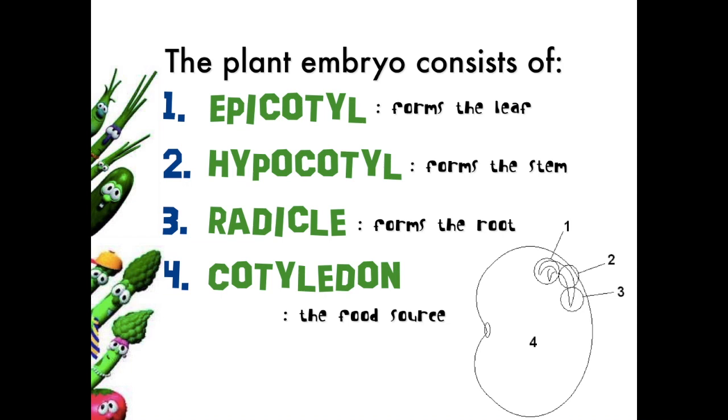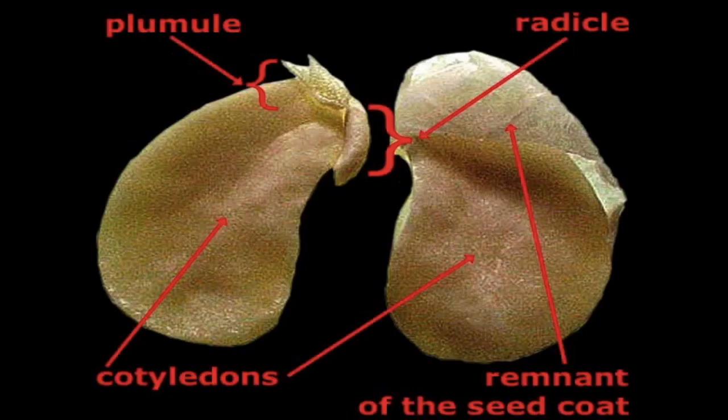Then you have the cotyledon, that whole portion of the seed, which is the food source. So when you eat a seed or a peanut, you're actually eating the food source. Another name for the epicotyl is also the plumule. You have the hypocotyl, which is the baby stem, and then you have the radicle. Here you can see the cotyledons as well as the seed coat.